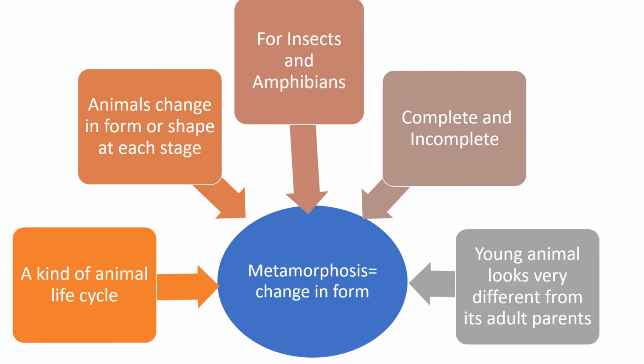The 5th fact you need to know about a metamorphosis is that the young animal looks very different from its adult parents. So a tadpole looks like a baby fish. You wouldn't think that its parents are frogs because it has a tail and it doesn't have legs, and so it looks really different from its adult parents. So these are 5 very important facts about a metamorphosis.